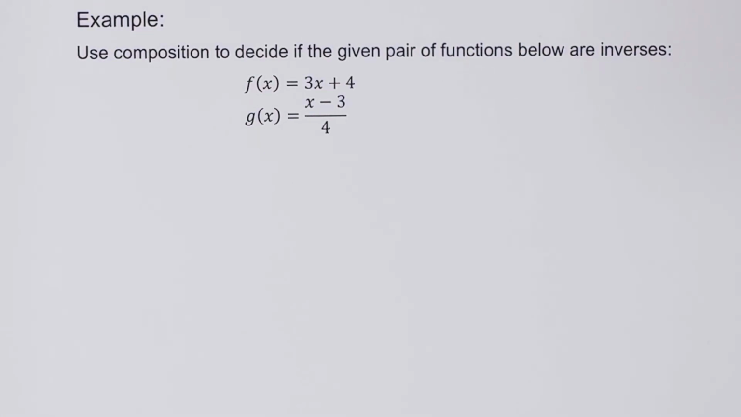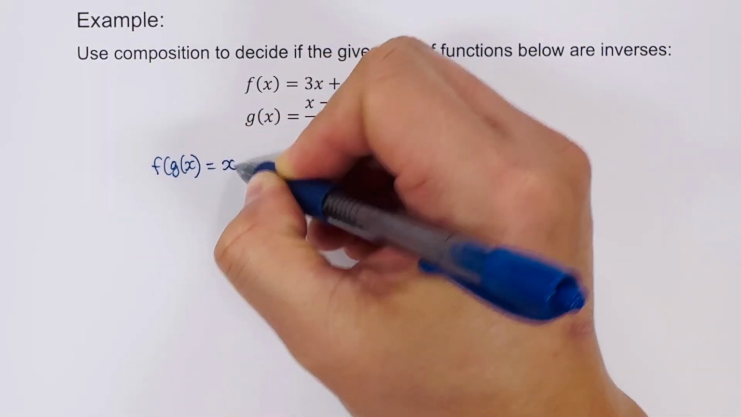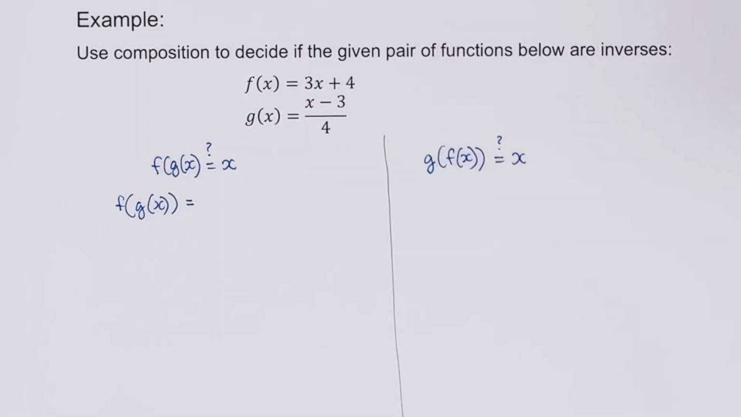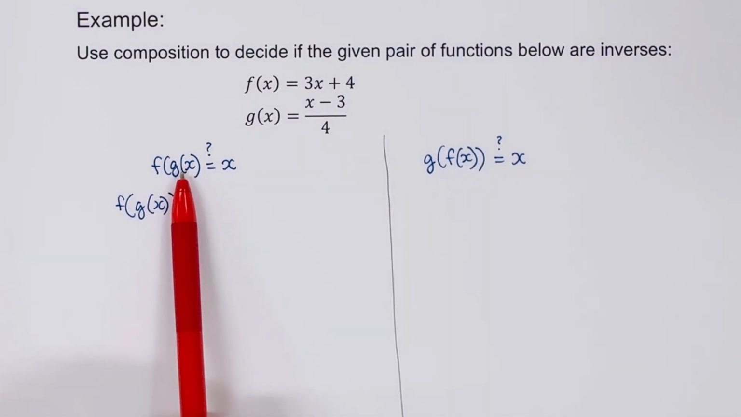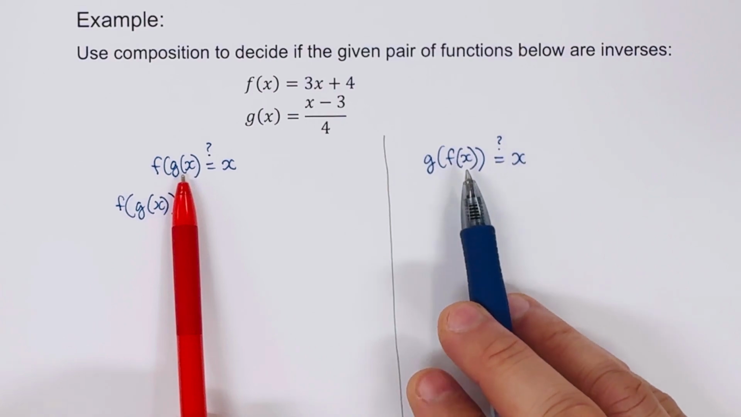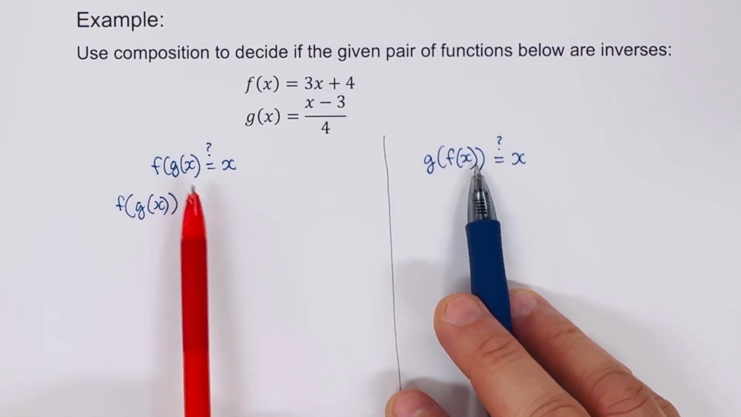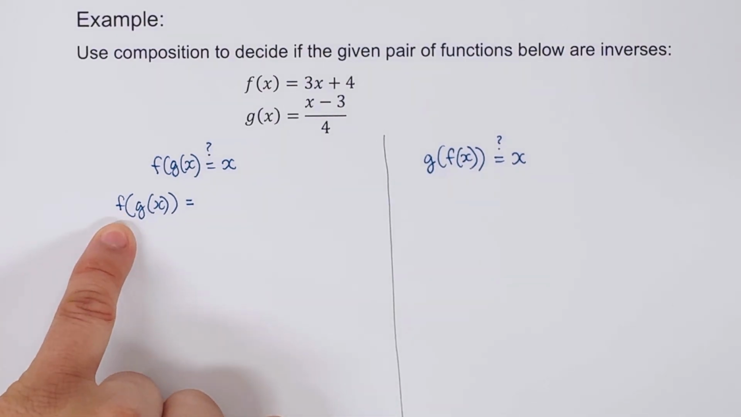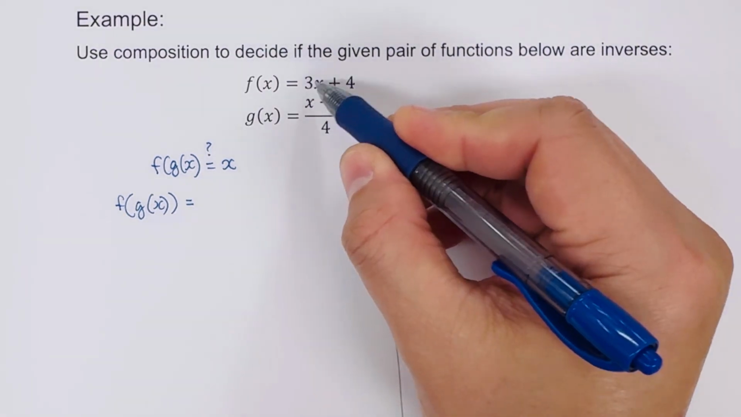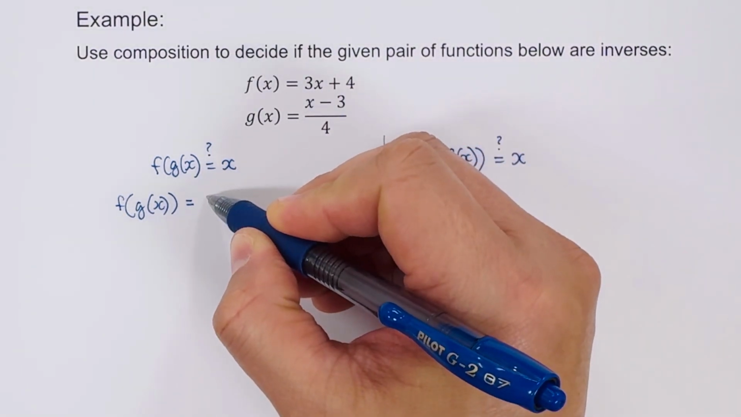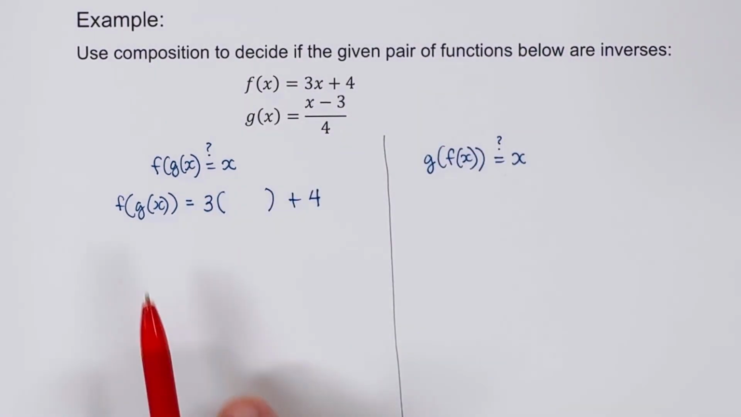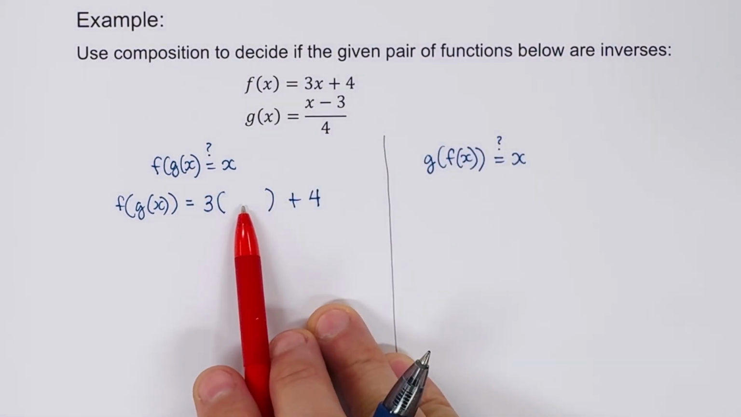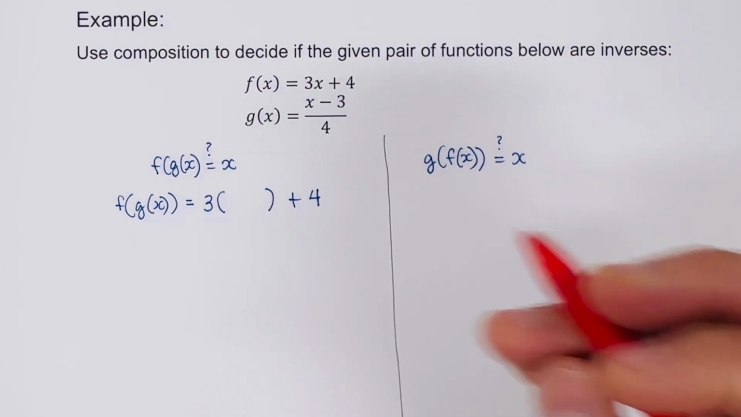Okay, so we go over this problem. We need to figure out if f of g of x is equal to x or g of f of x is equal to x. So we're going to start with this other side right here. The outer function that we have here is f, so I'm going to write the f of x here. So our g of x will be put into the x of the f of x.